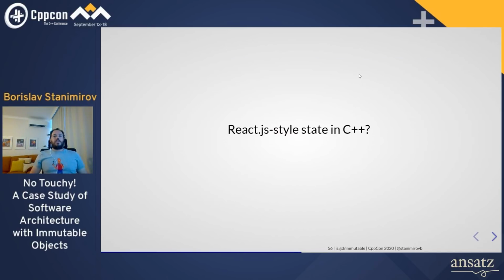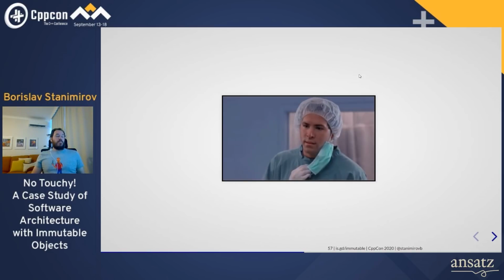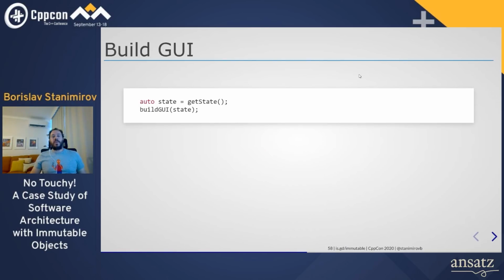And then we said something like React.js style state in C++. That would be pretty cool. And then, of course, many people at this point would ask, but why? Like, why would it be cool? The thing is that, imagine this.